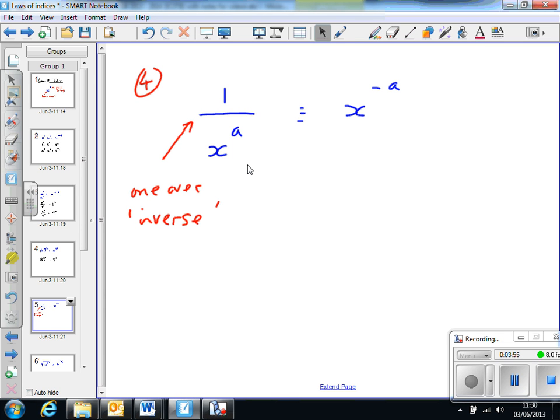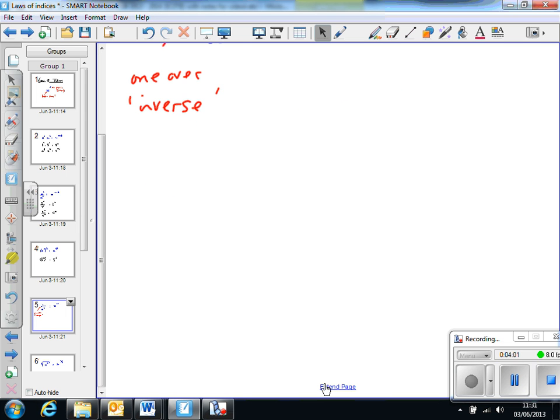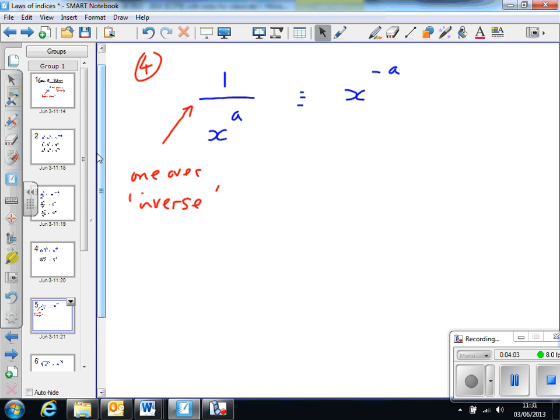I can rewrite that as the base raised to the power negative a. So that's where negatives often arise when we're talking about powers. So for example, 1 over 3 cubed, the inverse of 3 cubed, would be 3 to the power minus 3.